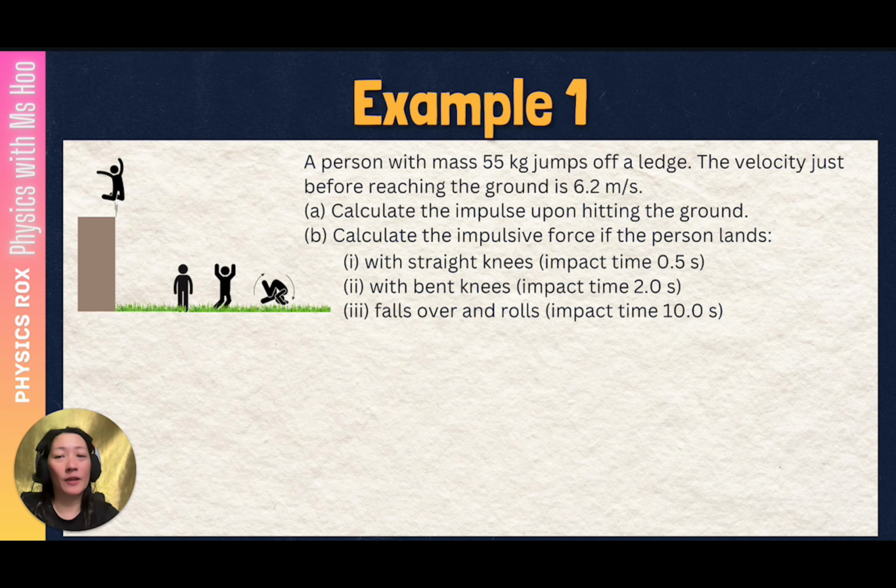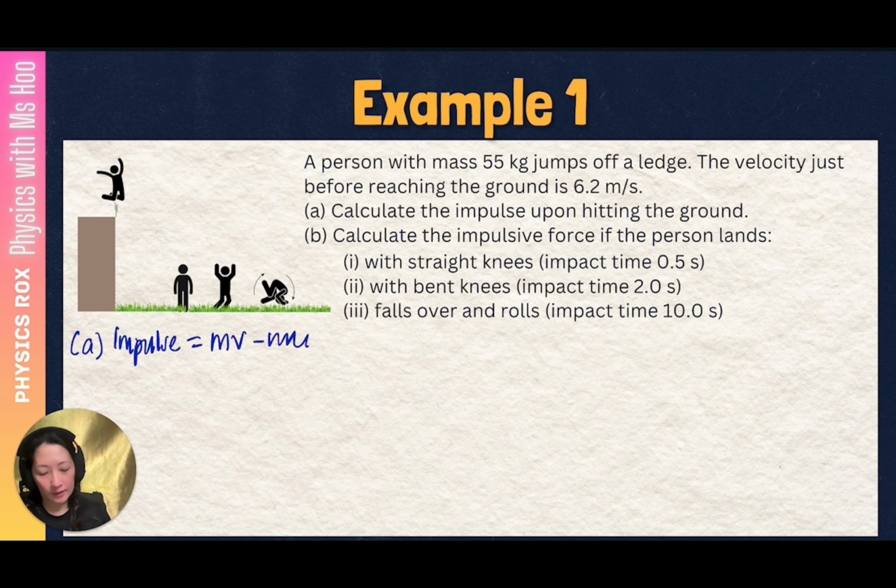So as we've just learned, impulse is the change of momentum. Impulse is calculated as the final momentum minus the initial momentum. So when the person hits the ground, the final velocity will be 0 because this person comes to a stop. So that means it's 55 times 0. The initial momentum is calculated as 55 times 6.2, which is the velocity just before hitting the ground. So this would give us negative 341 Newton second.